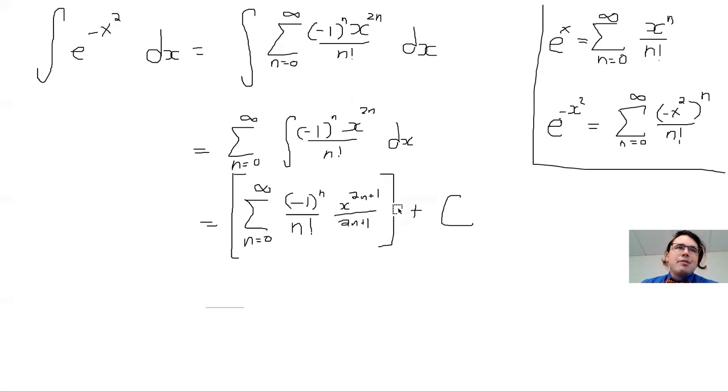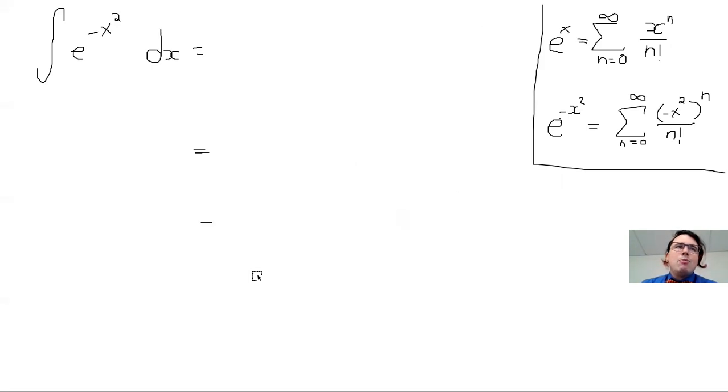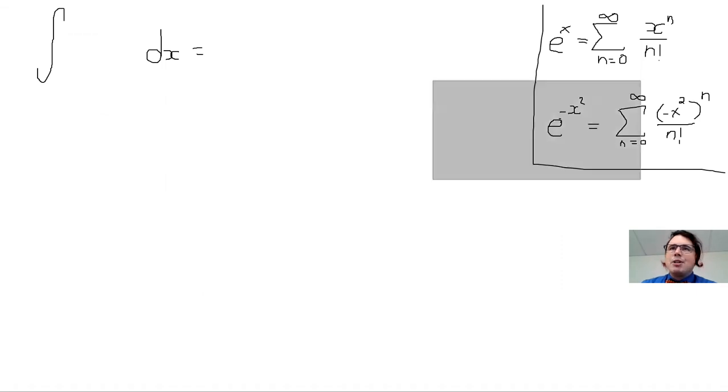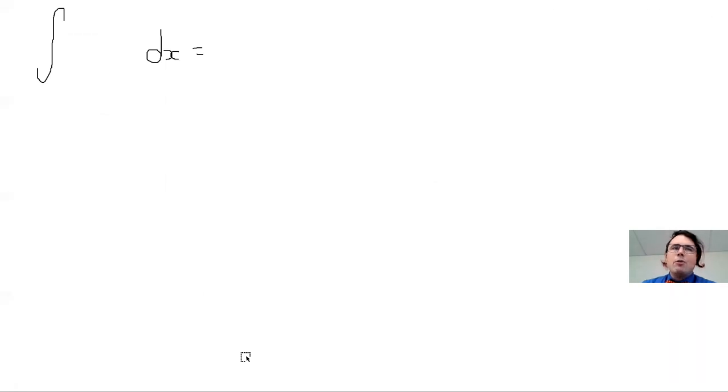Let's look at another one of these where I'm going to manipulate a Maclaurin series I already know in order to match the function that I'm interested in. Here, I want to integrate 1 divided by 1 plus x squared. This is a rational function.